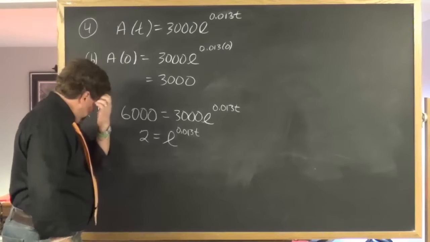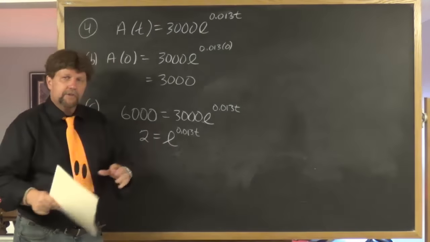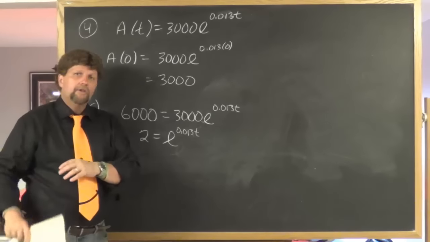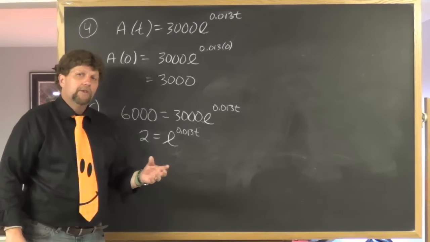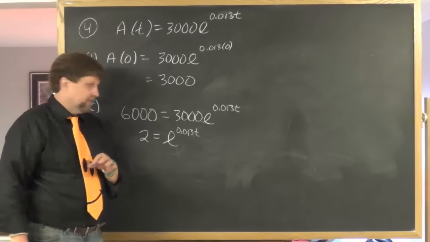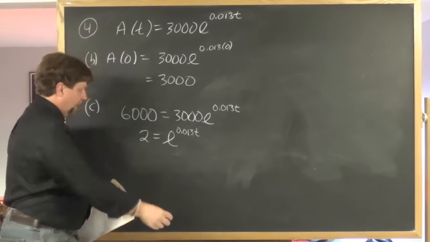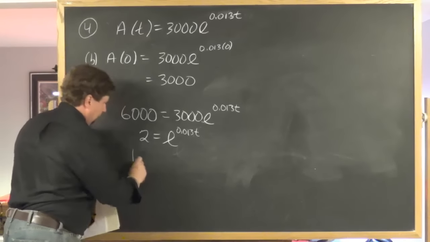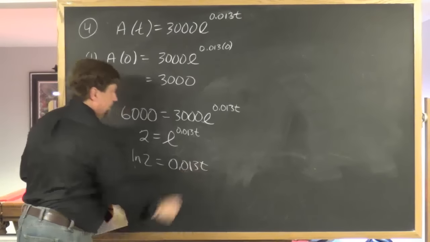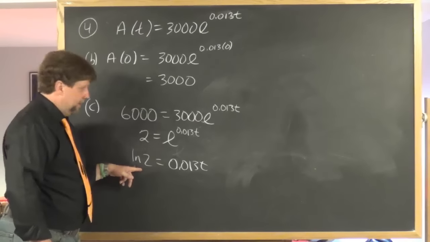And then from here, I'm just going to go back to how exponential equations and logarithmic equations are the same thing. If you have an exponential equation, you should be able to write it as a logarithmic equation. Or if you have a logarithmic equation, you can write it as an exponential equation. Well, here's an exponential equation. As a log equation, this is just the natural log of 2 is equal to 0.013t. So that's just taking the exponential equation and writing it as a logarithmic equation.